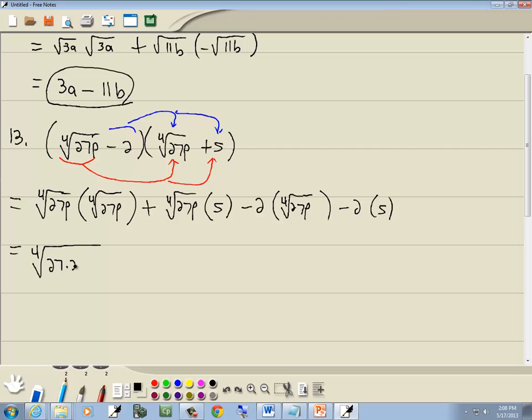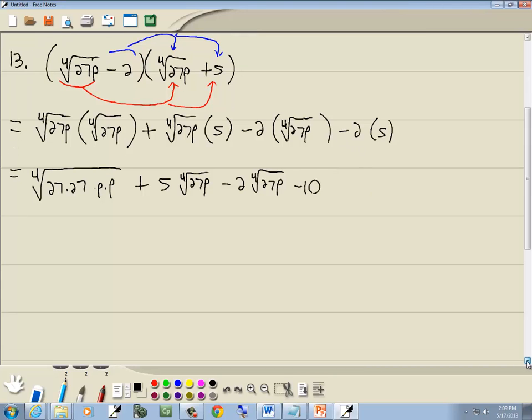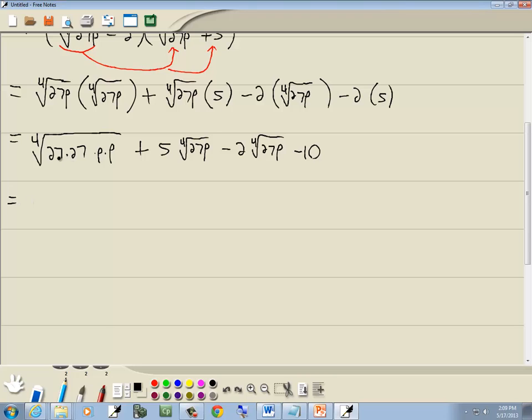So I got 27, p, and p. Now the reason why I wrote it this way is because I wanted to group the numbers together and then the p's together. Now here, 5 times that just gives us 5 fourth root of 27p, minus 2 fourth root of 27p, and negative 2 times 5 is negative 10. Now I'm guessing I can do some simplifying on this first one here. So let's see what we got. 27, that's 3 threes, and this 27 is also another 3 threes. And we got p and p. Now these radicals are the same. They both have the fourth root of the 27p, so I can add or subtract the numbers out in front. 5 minus 2 gives us 3 fourth root of 27p minus 10.